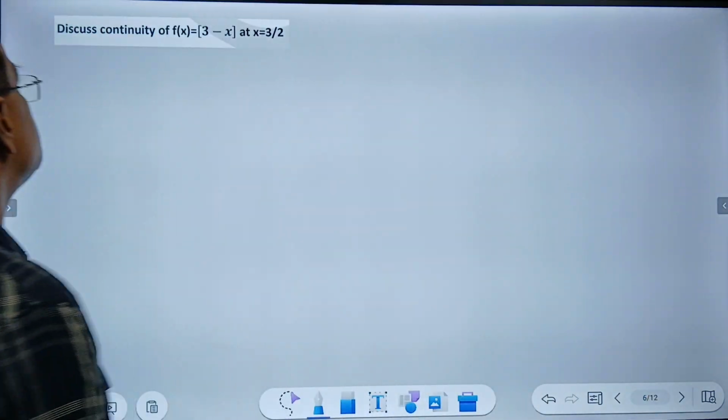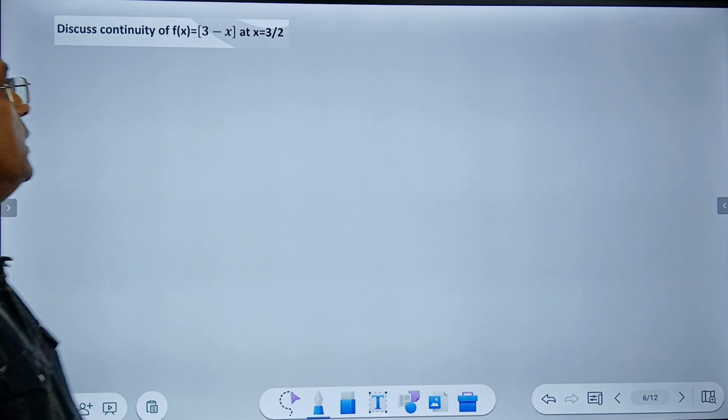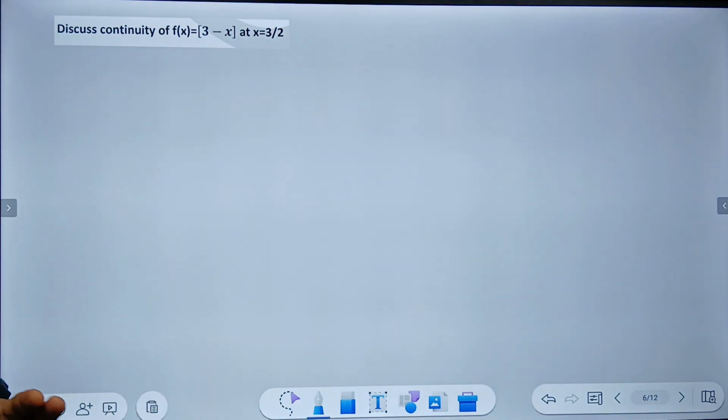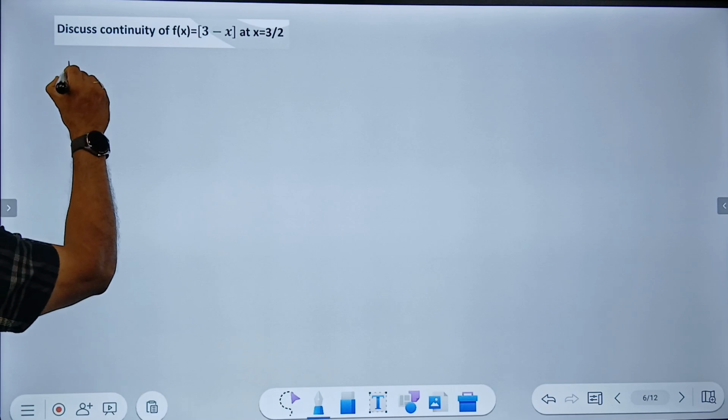Okay, let's go to the next question. This is again to discuss continuity of the function, greatest integer function of 3 minus x. It is getting shifted by 3 units. That's all, nothing great. So let's talk about the left hand limit.